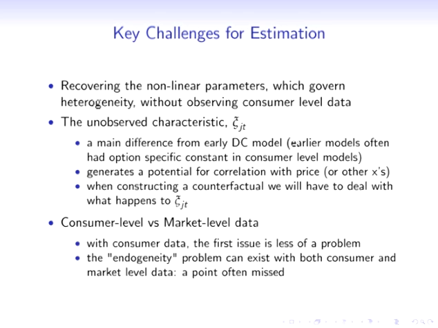But whenever they went to aggregate data, they didn't have that. And having this in here creates a potential for correlation with price or the other X's. We're mainly going to be worried about correlation with price. So that's potentially another challenge for the estimation. The other thing, which I'm not going to be talking about today but will be an issue later on, is that whenever we construct a counterfactual, we're going to have to decide what happens to the XI_JT.